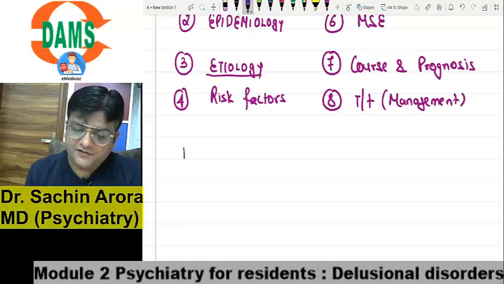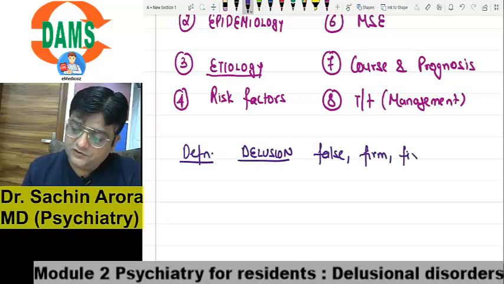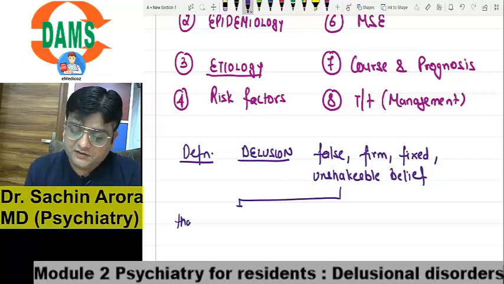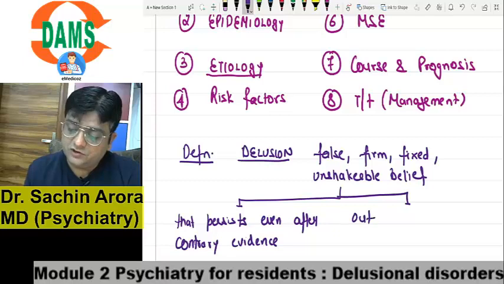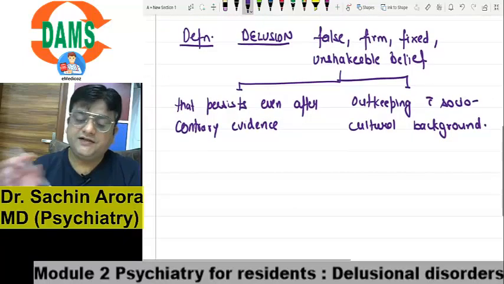Rather than writing the definition of a delusional disorder, let us first write the definition of a delusion. We all know it is a false, firm, fixed, unshakable belief. That is the first part of the definition. Second part, it persists even after contrary evidence to disprove it. And the third part, which I do not teach much to the undergraduates, is out of keeping with the socio-cultural background. If you get a question on delusional disorder, first write the definition of delusion.